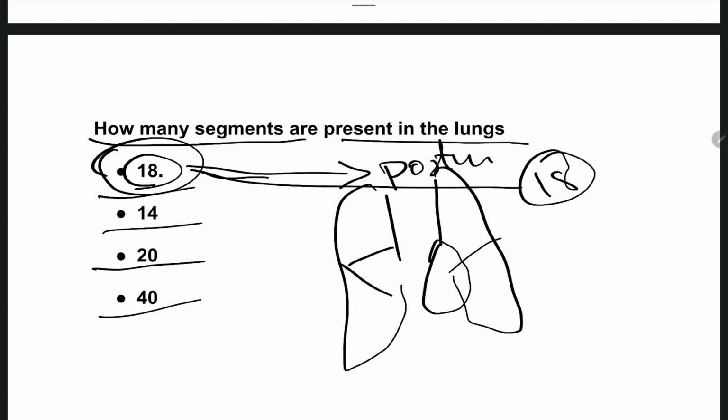So in 18 positions we can tap the chest and the back of the chest, so we can remove the excessive mucus which is present in the lung segments. That is 18 positions, 18 segments.